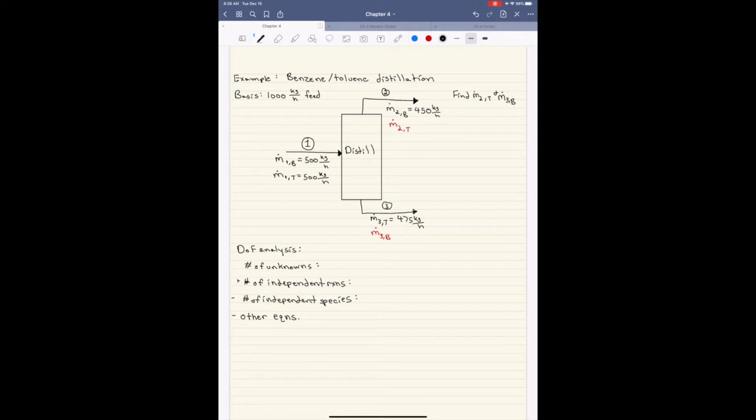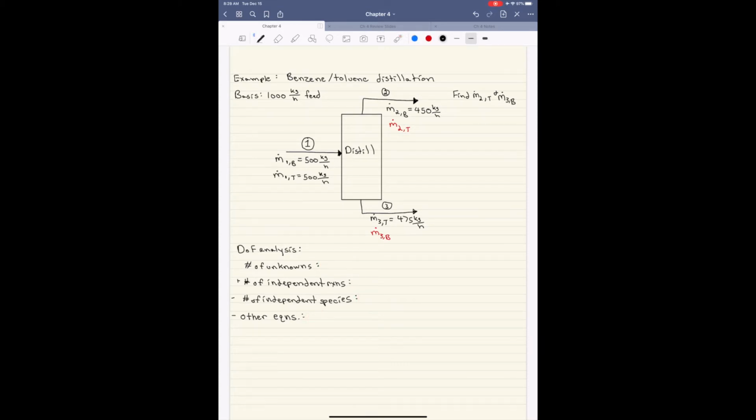Alright, so based on our setup, we need to count up the number of each of these things that we have in this problem. So what I want you to do is pause the video here, and fill out this degree of freedom analysis and identify the number of each of these categories that we have.